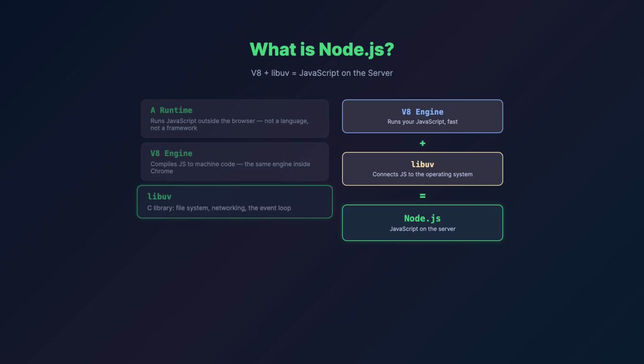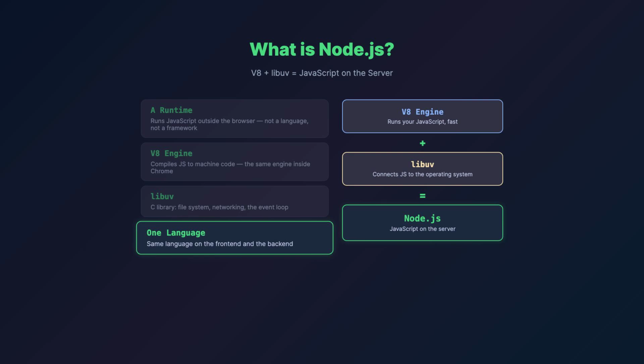That's where libuv comes in. Libuv is a C library that gives Node its superpowers: file system access, networking, and the event loop. Put them together, V8 runs your JavaScript, libuv connects it to the operating system, and Node.js is the result. Because it's just JavaScript, you write your server in the same language as your front end. The same developer who built TaskFlow's React components can build its API. No context switching between languages. One mental model for the entire stack.